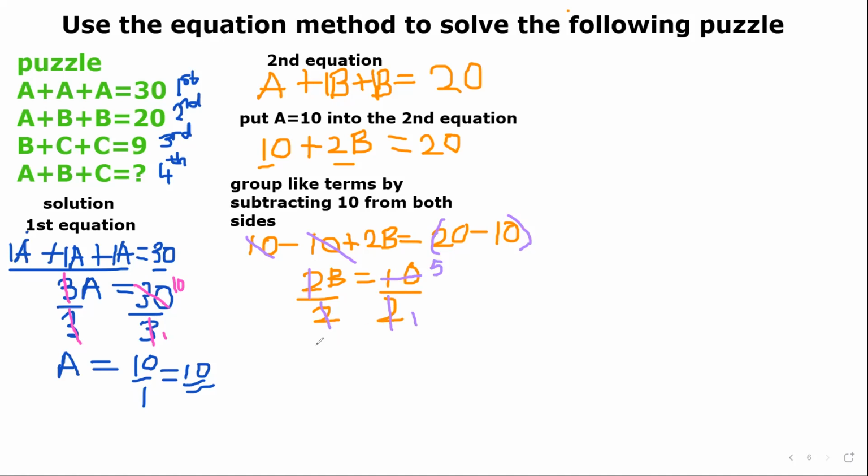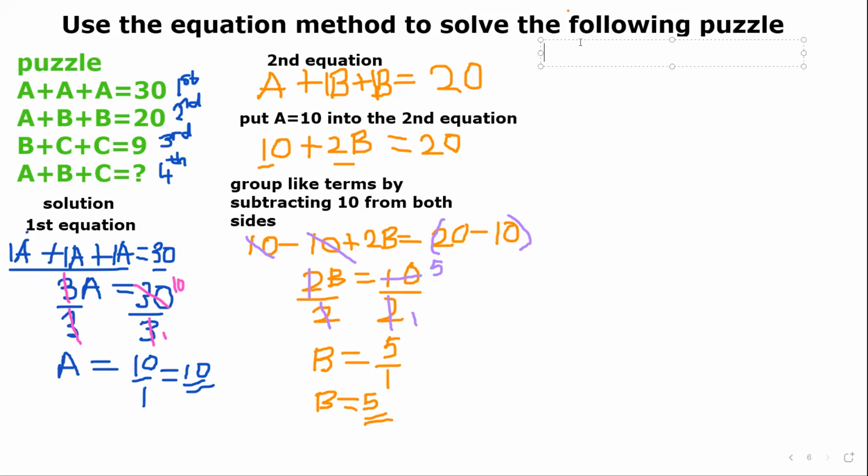Therefore, B is equal to 5 over 1, and that is B is 5. Now that you have found the B, we can solve for the third equation.